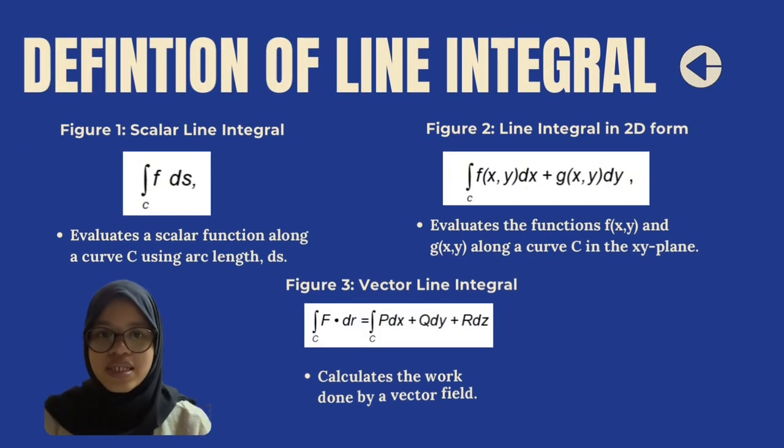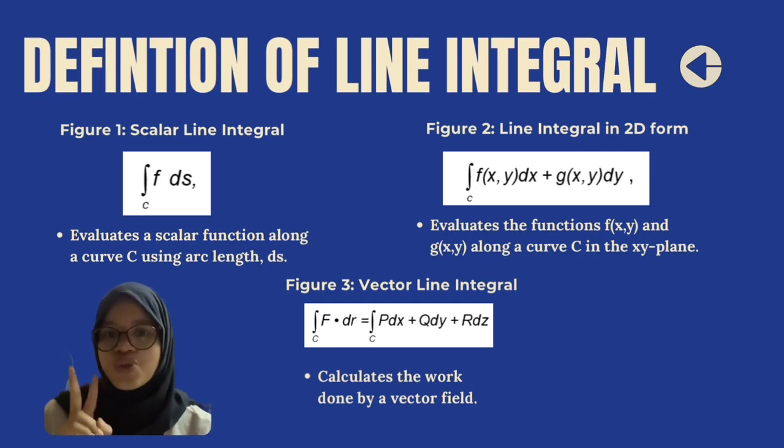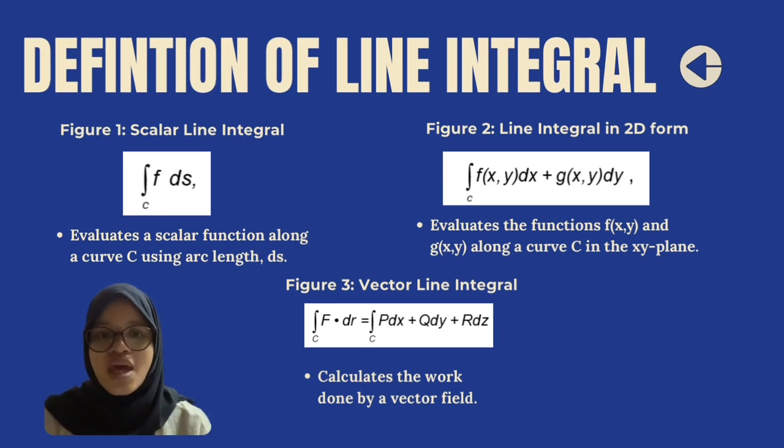A line integral is an integration performed along a curve, denoted by C. There are two main types of line integral. The first is the scalar line integral, as shown in figure 1. This integral is used to evaluate a scalar function along a curve C, where ds represents a small element of arc length. It is commonly used to calculate quantities such as mass or density along a curve.